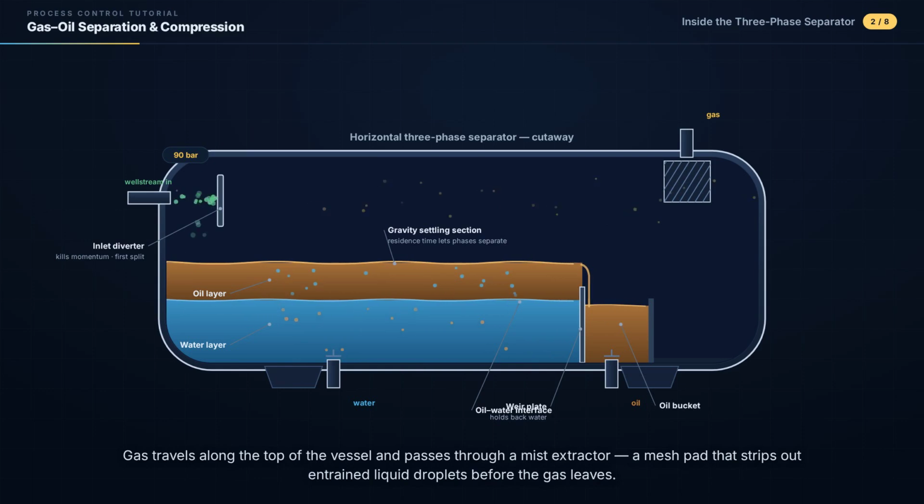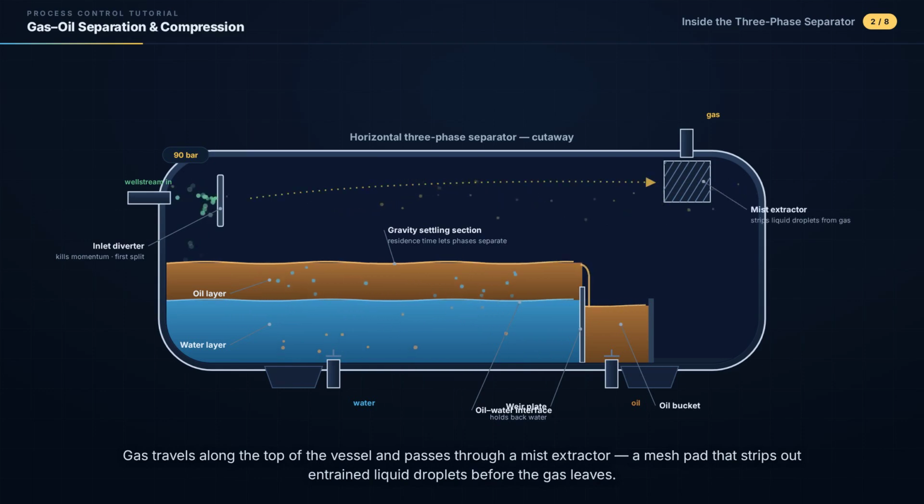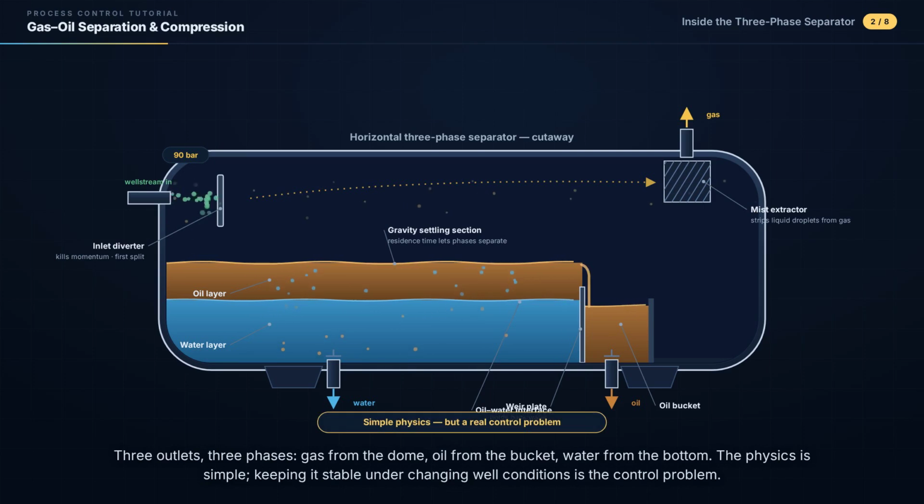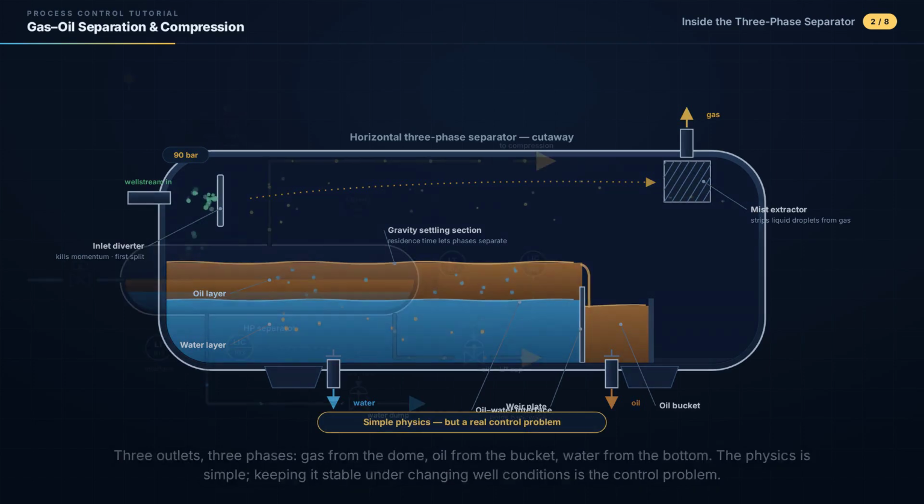Gas travels along the top of the vessel and passes through a mist extractor, a mesh pad that strips out entrained liquid droplets before the gas leaves. Three outlets, three phases: gas from the dome, oil from the bucket, water from the bottom. The physics is simple. Keeping it stable under changing well conditions is the control problem.